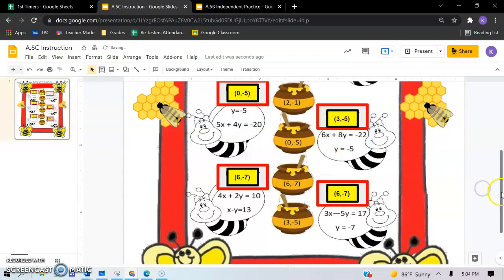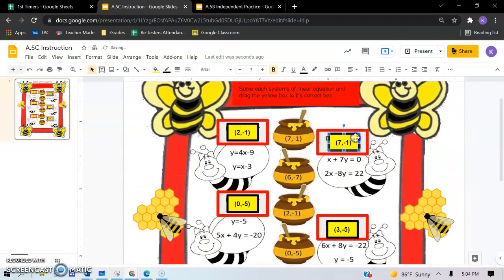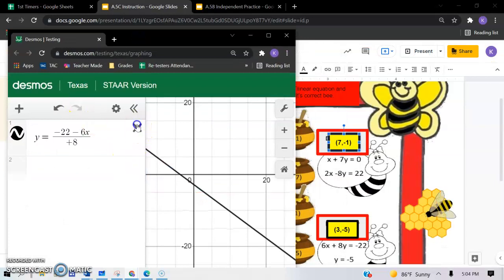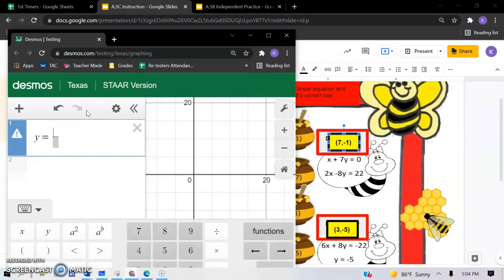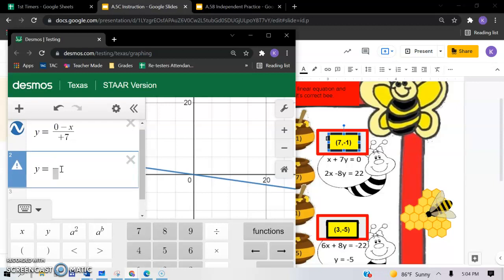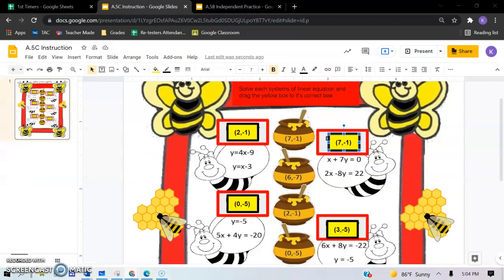There you go. I put it in the front, or you can delete. And then we know that this one is 7, -1. I just want to make sure because I have found some boo-boos on these kinds of activities before. So I'm just going to do this. Y equals divide 0 minus x divided by +7. And this y equals divide 22 minus 2x divided by -8. And they cross right here, which is a 7, -1. So yes, it is correct.